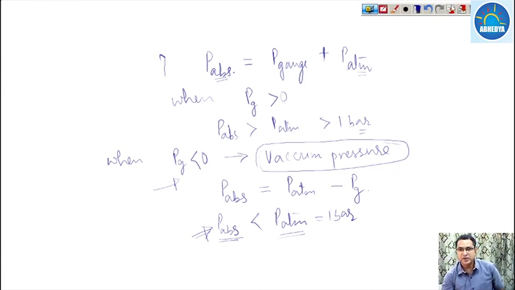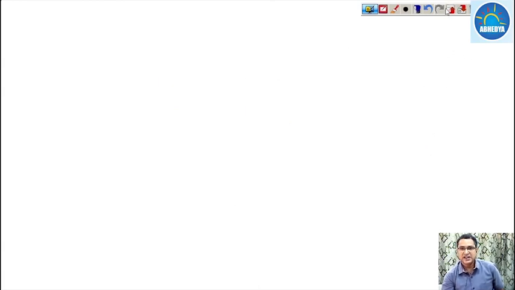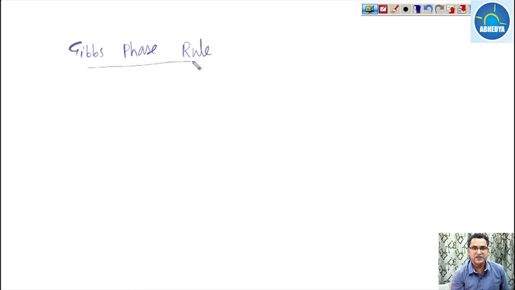One more important thing is Gibbs phase rule. Now write down Gibbs phase rule. What is the significance of Gibbs phase rule? Gibbs phase rule basically tells us the degree of freedom of any system. Degree of freedom.